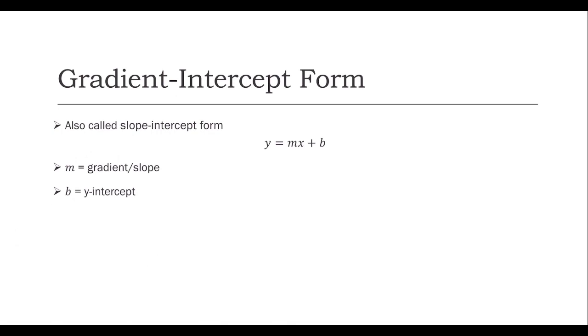So linear equations can be written in several different forms. The first one that we'll learn about is gradient-intercept form. It's also sometimes called slope-intercept form, and it's y equals mx plus b, where m is the gradient or slope, and b is the y-intercept. And that's why it's called slope-intercept form or gradient-intercept form.